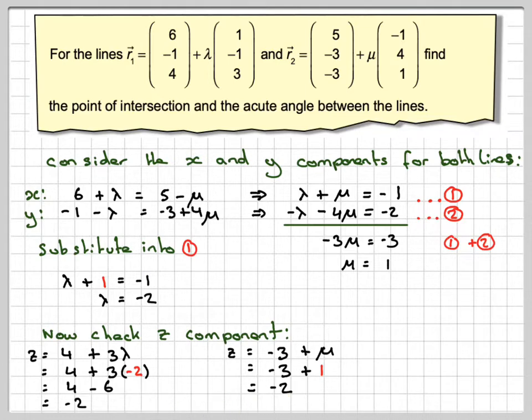Now, because these agree, it means that these two lines do actually intersect. And the z coordinate where they intersect is minus 2. We just need to now go back and consider these two here to find the x and y coordinate where they meet. Now, if here you do not get agreement, then the lines do not intersect, and they will possibly be skew lines, and we'll look at that in a later video. So these are consistent, and so the lines intersect.